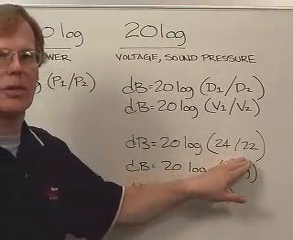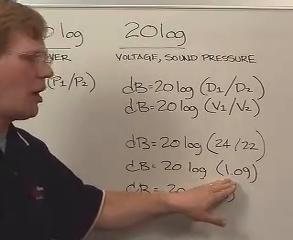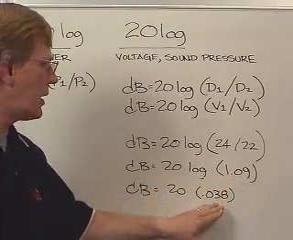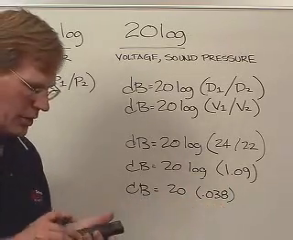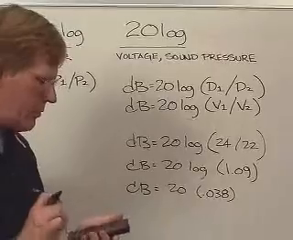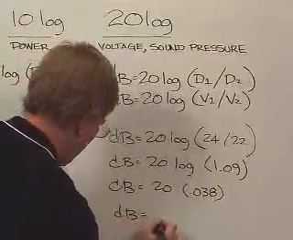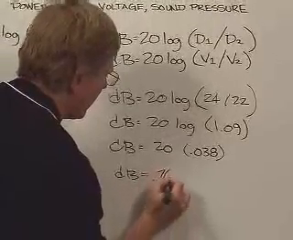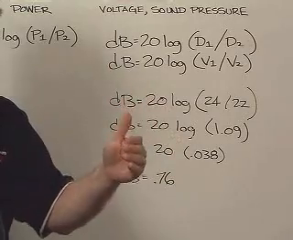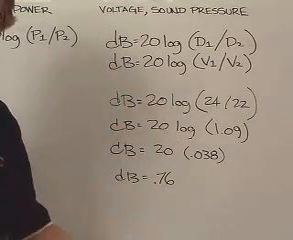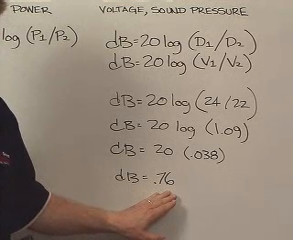So 24 divided by 22, I came up with 1.09. I need to take the log of 1.09, and I end up with 0.038, and now I'm going to multiply that times 20. And the resultant change, if I move a microphone from 24 inches away to 22 inches away, I can expect an increase in decibels of 0.76. So 0.76 decibels.